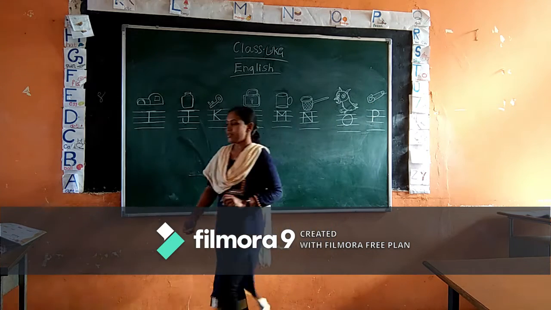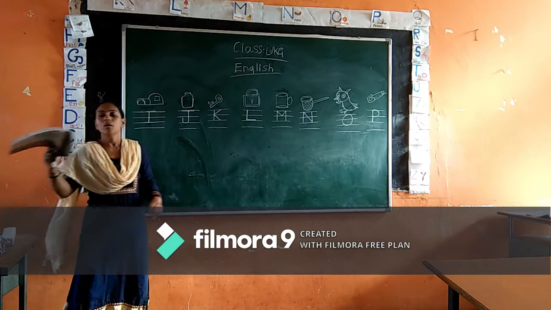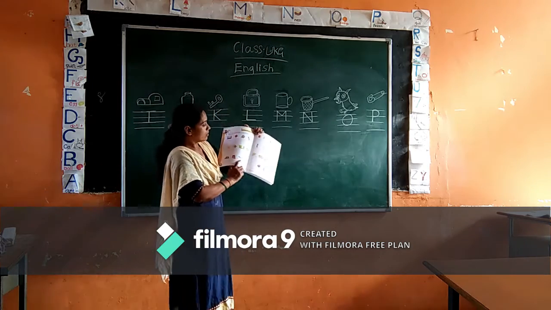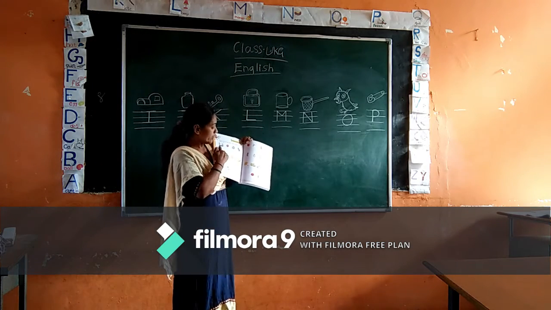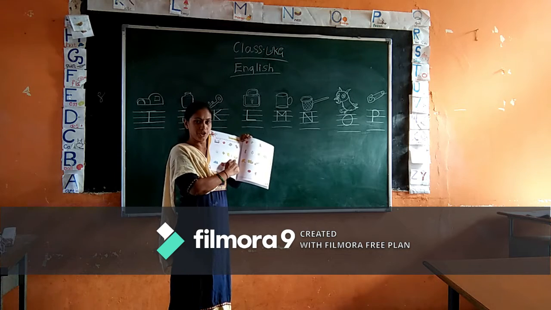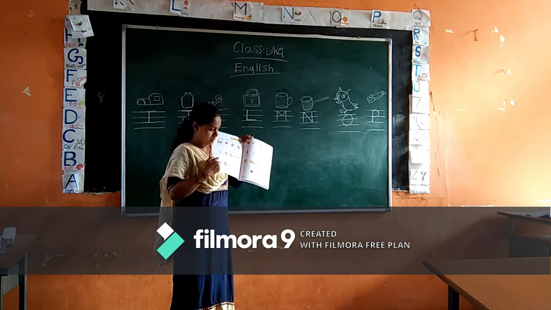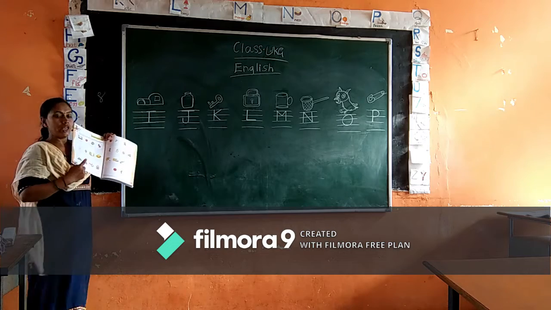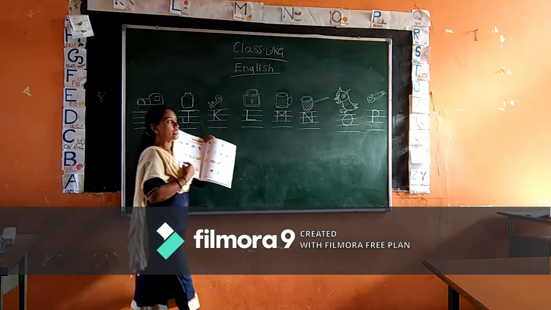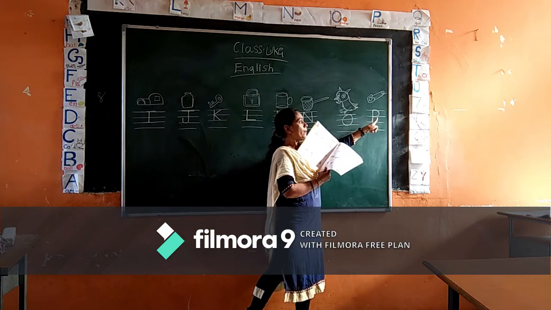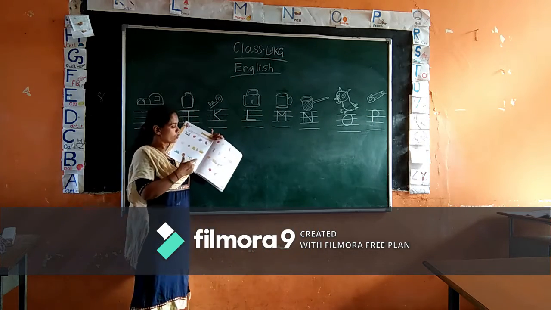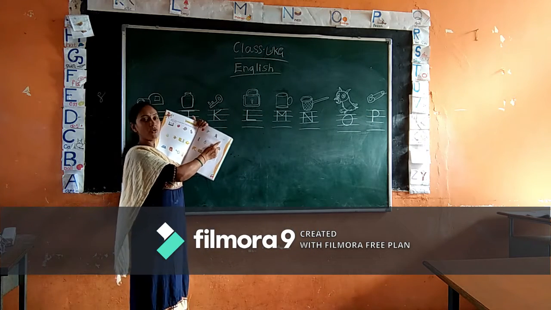Okay? Let's see your book, children. See, some pictures are there. In the previous class we learned A to H. Now we have learned till P for pin. These are all the pictures in our books.